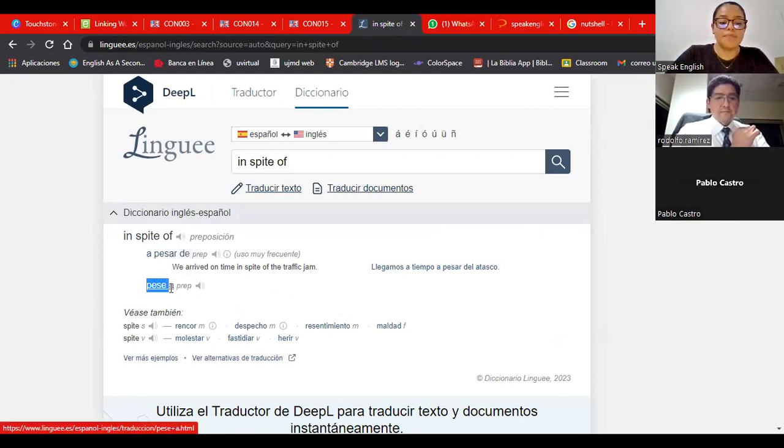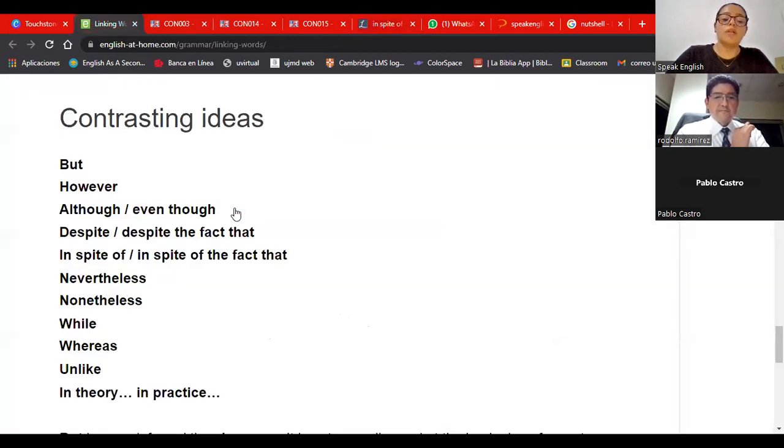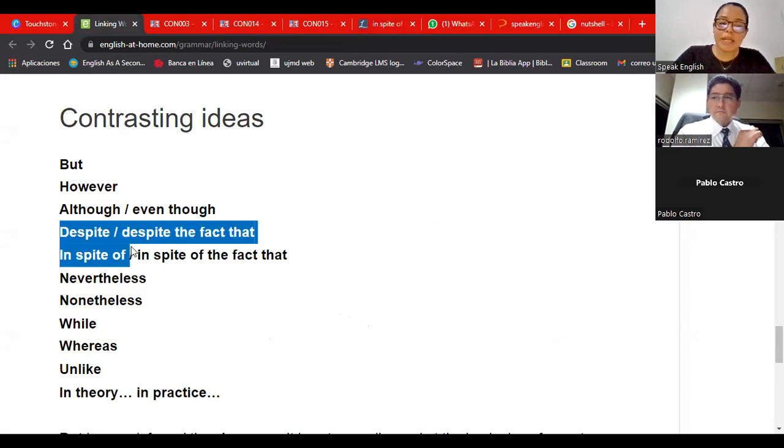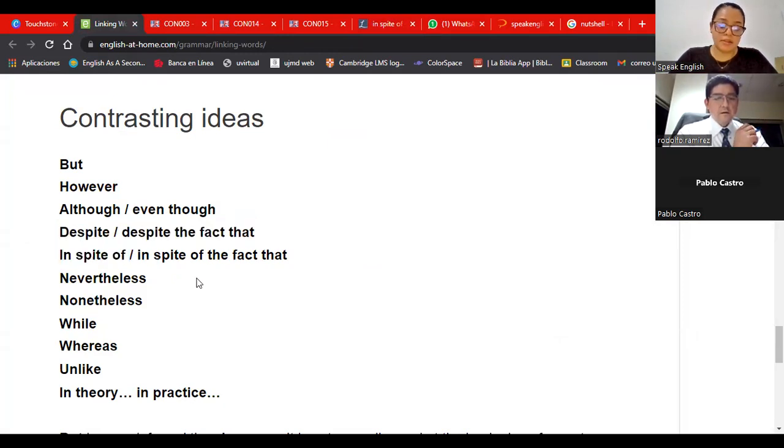Or, "pese a." This is a formal expression. And this is the same meaning. In spite of and despite have the same meaning. Basically, they are the same word. But remember this: despite is one word and in spite of is three words. Okay. Nevertheless, nonetheless.